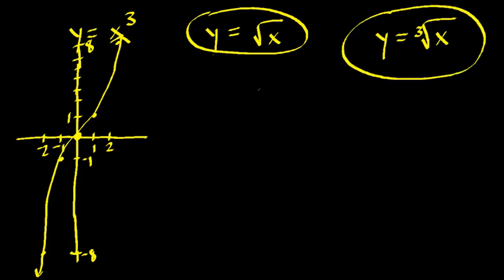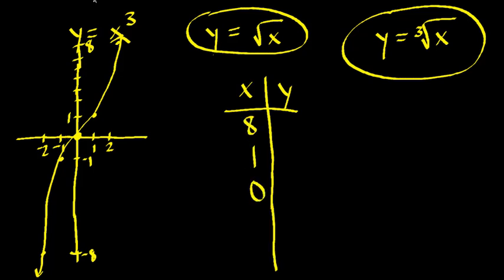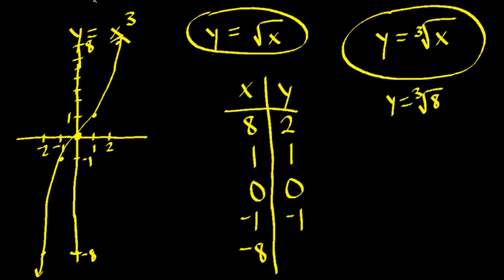We can pick some perfect cubes for x, such as 8, 1, 0, and even -1 and -8. So substituting an 8 in here for x, the cube root of 8 is 2, the cube root of 1 is 1, the cube root of 0 is 0, and the cube root of -1 is -1. The cube root of -8 is -2, since -2 times -2 times -2 is -8.